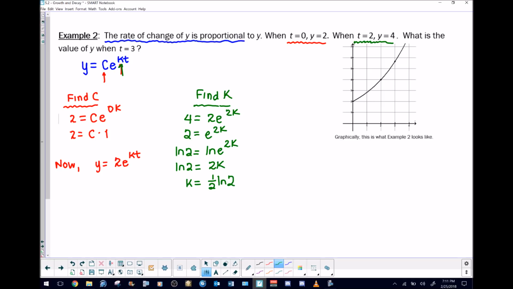So what does this mean? Well, now we have a much more complete and very reliable equation for y. We are going to replace the k with the 1/2 ln of 2 times t. And we now can do a variety of things with this, not the least of which is answering the question, what is the value of y when t is 3? That's just basically asking to find y of 3. So we can proceed with that.